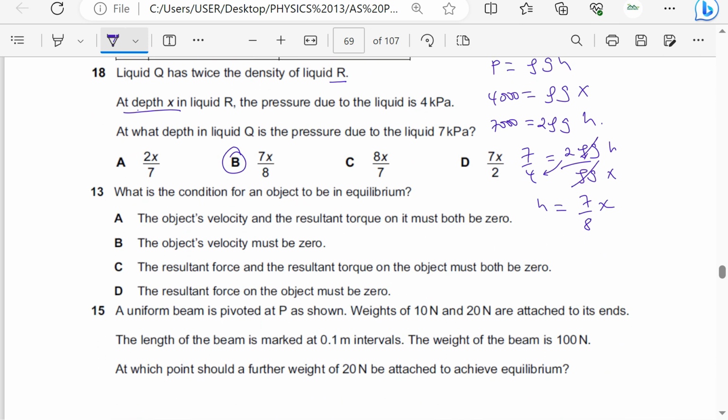What is the condition for an object to be in equilibrium? Resultant force is 0, resultant moment 0. So let's check. Resultant force and resultant torque on the object must both be 0. So the answer is C.